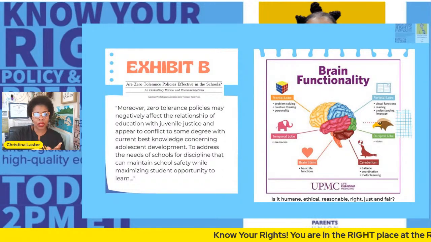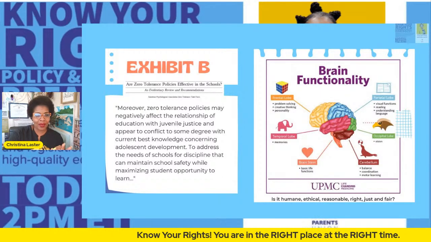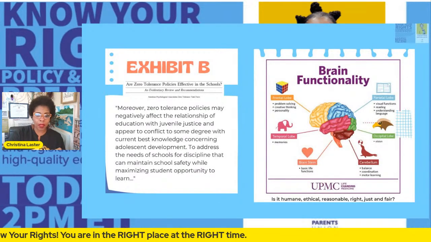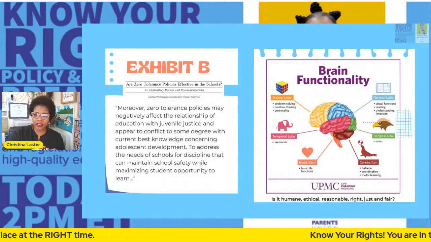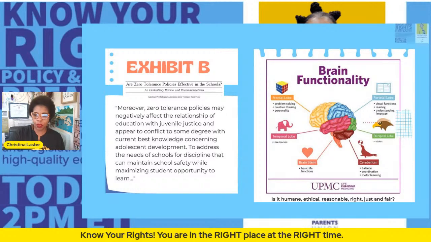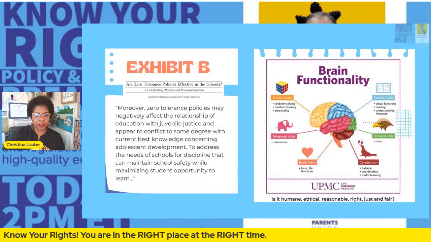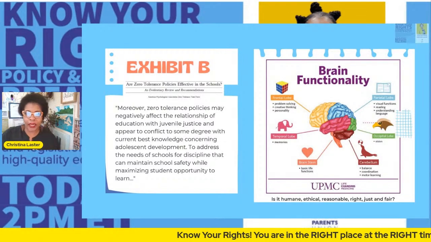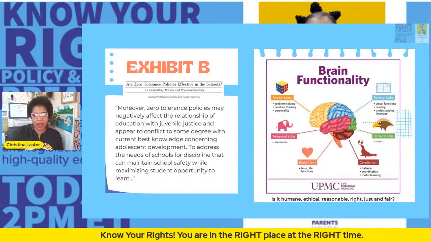So we just finished looking at, I'm way ahead of my slide, we just finished looking at Exhibit B. Both of those items are placed in the comment field for you to be able to go and look at. So when you go to the supportive school discipline site, you're going to find that our zero tolerance policy is effective in schools. Okay.